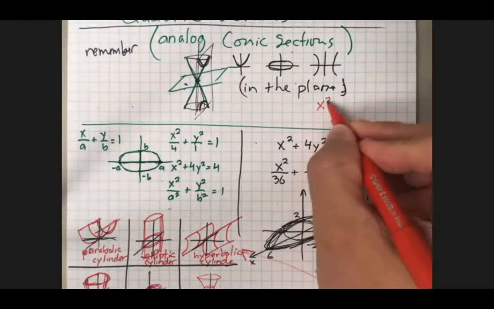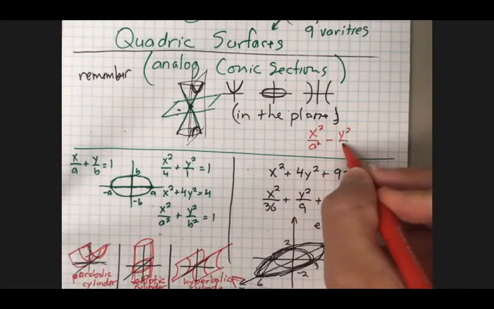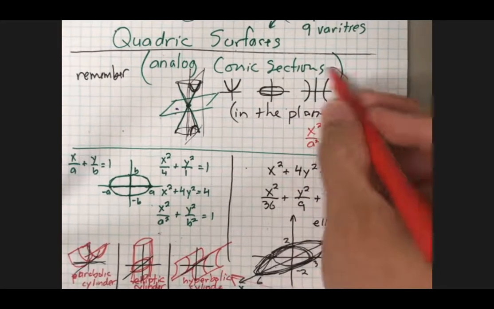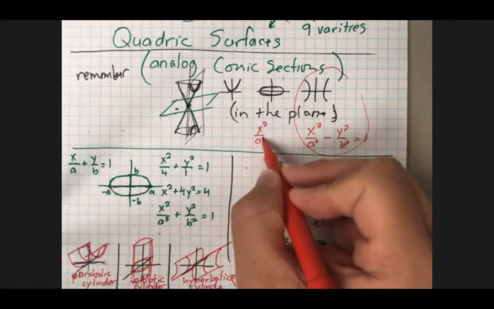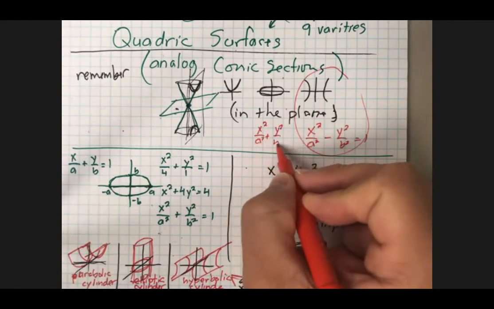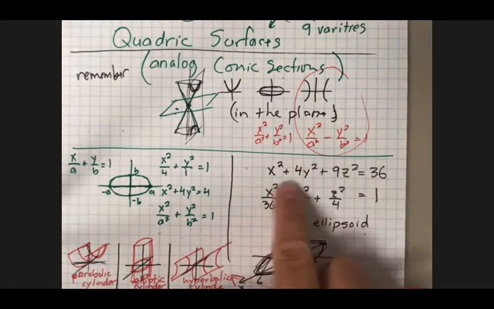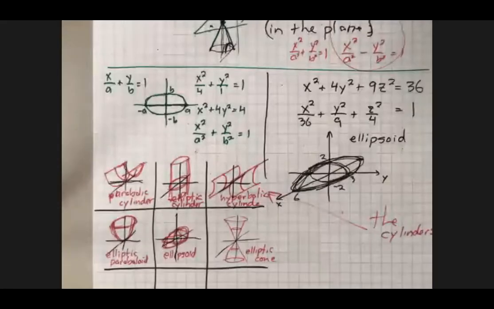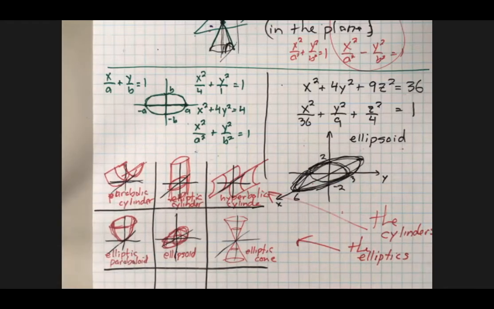Just like this is for hyperbola, x squared over a squared minus y squared over b squared is one. That's a hyperbola. You change that plus sign to a minus sign from the ellipse, x squared over a squared plus y squared over b squared is one. Ellipse with a plus sign, hyperbola with a minus sign. Well, here I've got different places I could put minus signs. These are called the elliptics. Everybody has different names for doing these, but I'm giving you a common name.